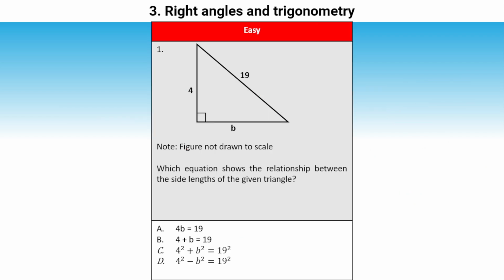So let's move to the next one, right angle and trigonometry. So we are given a right angle. The equation shows the relationship between the side lengths of the triangle. Okay, this is the Pythagoras theorem, right? H square equals p square plus b square, right? So that is 19 square equal to 4 square root. So C is your answer, simple one.